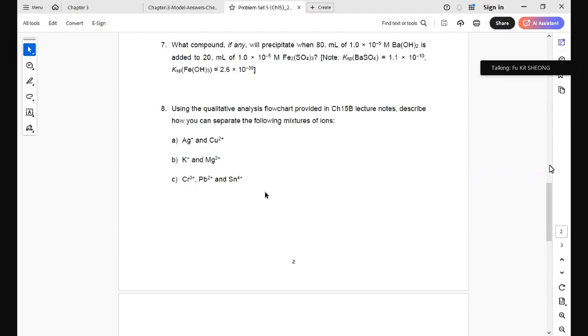Can I use sodium hydroxide for 8B? Magnesium hydroxide is insoluble. Okay, if you consider magnesium hydroxide to be insoluble, that's okay. But magnesium hydroxide is not that insoluble, so I think there are better options. But if you really write down magnesium hydroxide, that is still kind of okay. Hopefully that's okay for you. Any other questions?